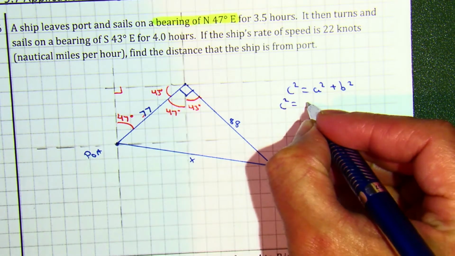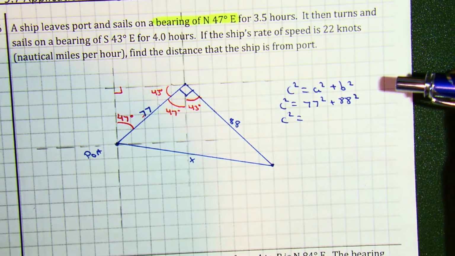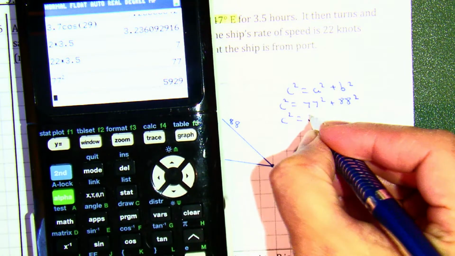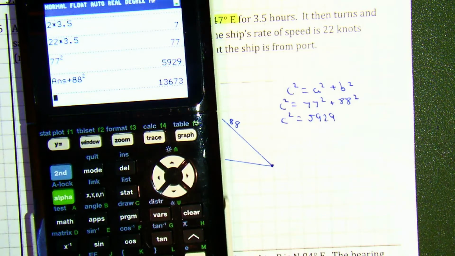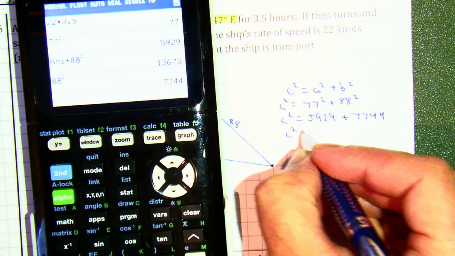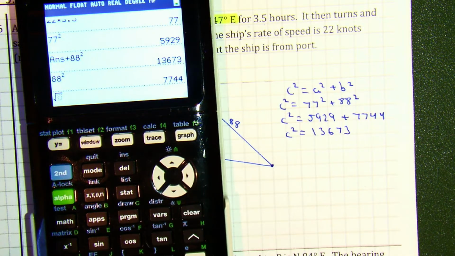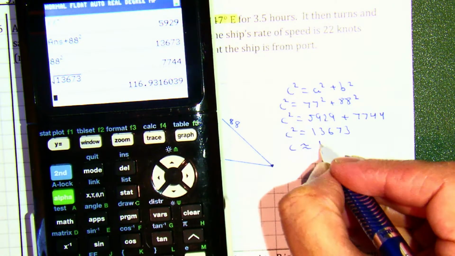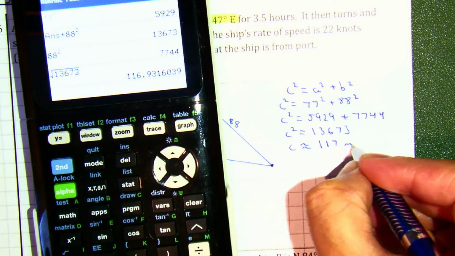So c squared is equal to 77 squared plus 88 squared. C squared is equal to 77 squared, that's 5929, plus 88 squared. C squared is equal to 13,673. I'm going to take the square root of 13,673. So therefore, the ship is approximately 117 miles from the port, and you see no decimal places. I'm going to give them no decimal places.